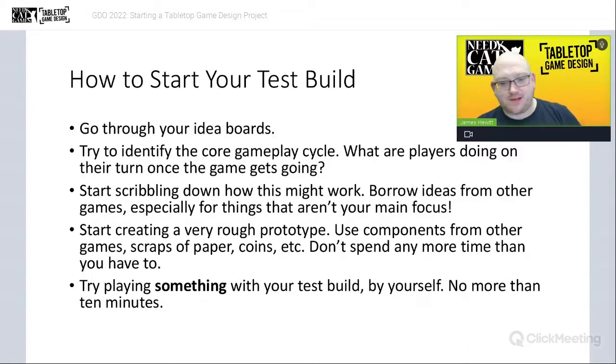Let's talk about how we actually do it though. So let's assume you've got your idea boards now. You want to go through them and try to identify a core gameplay cycle. The question you want to ask yourself is, what is a player doing on their turn when the game gets going? Ignore how the game starts, how they wind up. If it's an engine builder game, assume they've built at least part of their engine. Ask yourself, what are they doing? If I'm a player, what decisions am I making? What things am I considering? What consequences am I trying to mitigate or deal with?